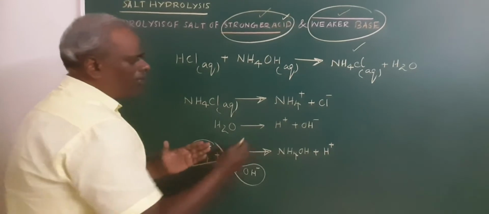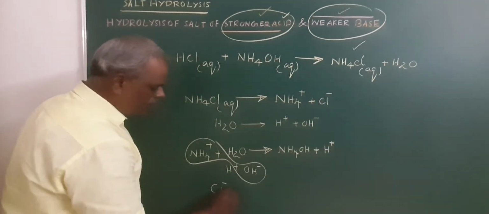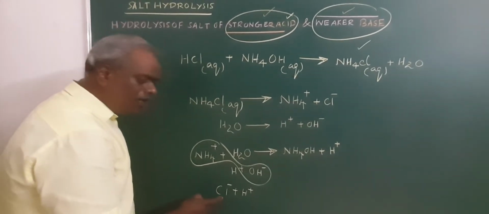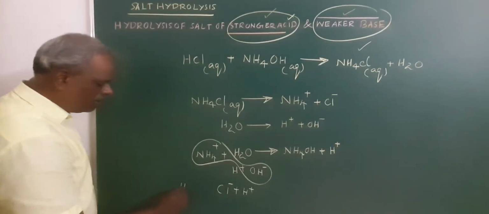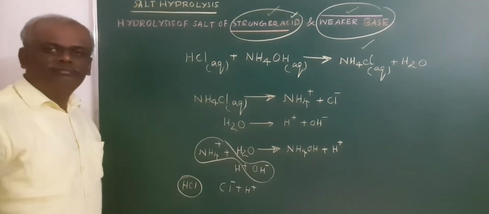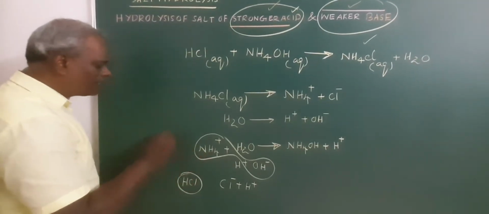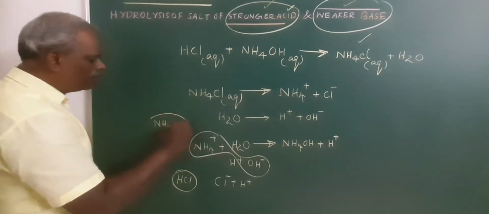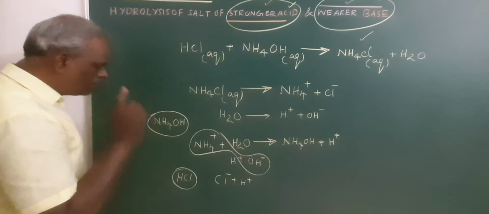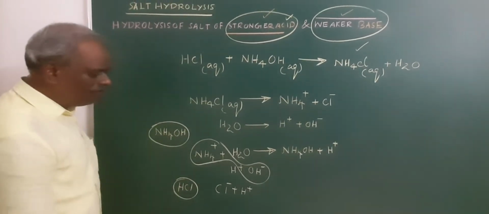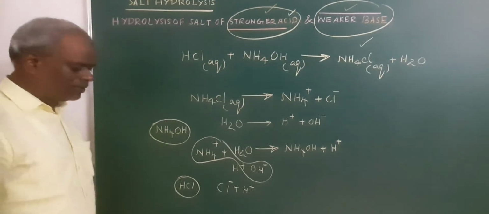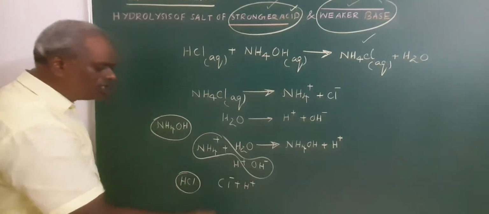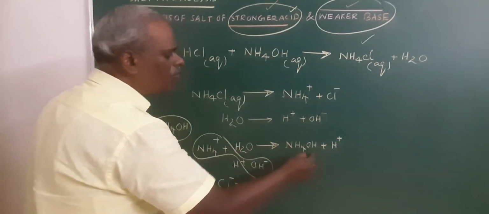And definitely the other part, Cl minus, does not have affinity with H plus, because this is the conjugate base obtained from the stronger acid like hydrochloric acid, and NH4 plus is the conjugate acid obtained from the weaker base like ammonium hydroxide. So this conjugate acid NH4 plus has better affinity with OH minus, and Cl minus is not going to combine with H plus. So due to this reason, there will be a decrease in the concentration of OH minus.